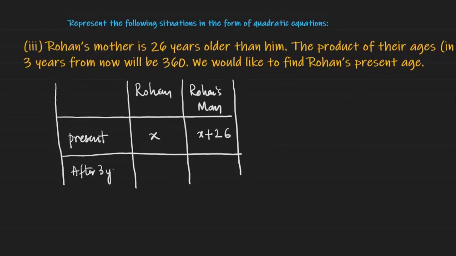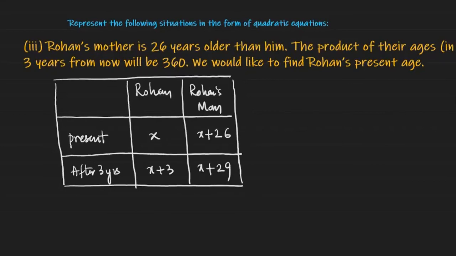After 3 years, Rohan will be X plus 3 years older. And after 3 years, his mom will be X plus 26 plus 3 years older, which we can write as 26 plus 3, 29. So this is how you have to make a table.